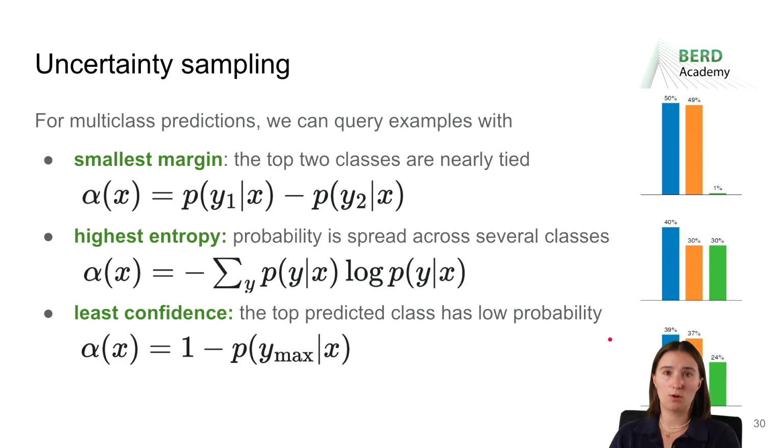Another measure is least confidence, when the top predicted class has low probability. So for example here, the top class has only 39% of probability, and if we want to choose the least confident prediction to sample next, it would be this one. You can see there are different measures that consider uncertainty in our predictions. And it's up to the researcher to choose which one is the most appropriate, because all of them optimize for slightly different metrics.